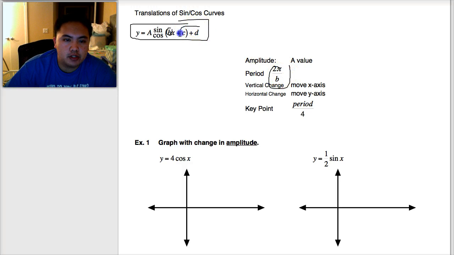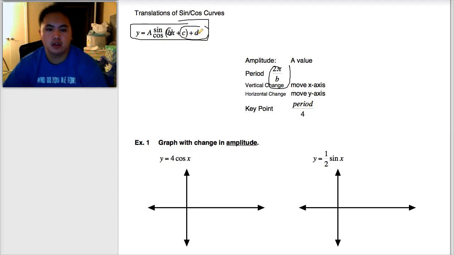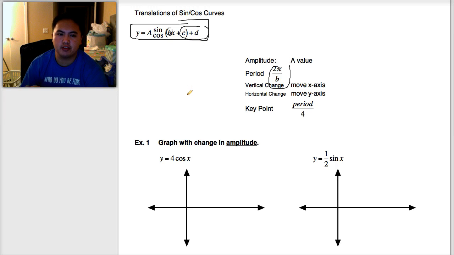C and D are numbers that you should be well familiar with. C, because it's with the x, because it's inside the parentheses, it tells me to move left and right. And the D, because it's outside the parentheses, outside the x, tells me to move it up and down. So those two, C and D, should be very familiar. A and B are the new things that you haven't seen before. So let's practice, and the cool thing about these notes is that it breaks it down step by step for each piece instead of doing everything all at once.